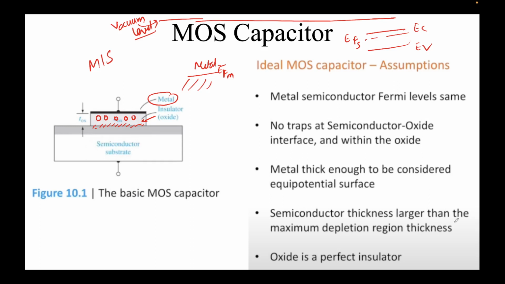Finally, the semiconductor thickness is larger than the maximum depletion region thickness. Or you can apply such a high field that the whole semiconductor is depleted. We're not talking about that. The fields are low enough that the gray region is depleted, for instance, you can assume. But this white region still has some mobile charge carriers, so it's not depleted. Finally, the oxide is a perfect insulator, with no leakage paths. So this is very good quality oxide, and this interface is good too.